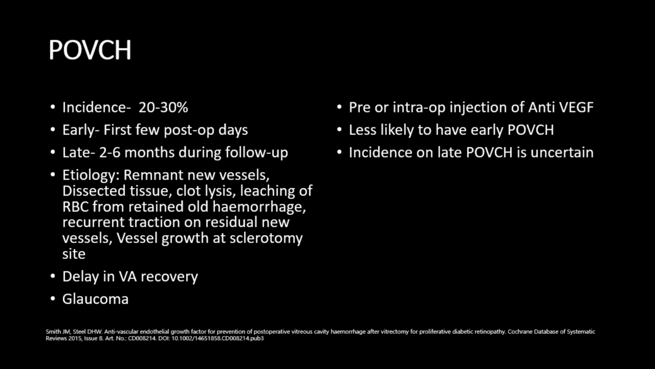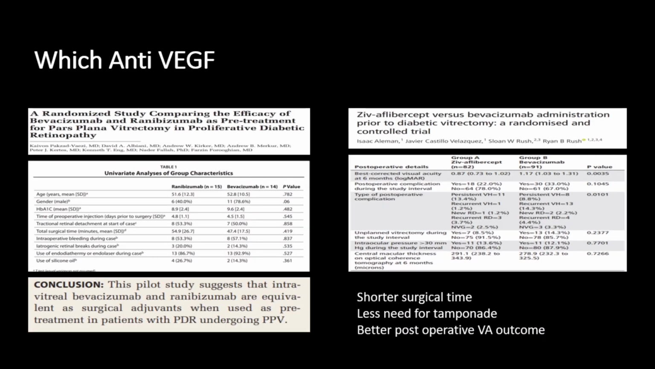The role of anti-VEGF in such scenarios is that they can prevent early post-operative vitreous cavity hemorrhage, but their role in late hemorrhages is uncertain. Now, which is the best anti-VEGF? There are very few studies comparing among the perioperative anti-VEGF. One study has seen that when compared between bevacizumab and ranibizumab, they are equally efficacious to prevent intra-op and post-op complications. Another study has compared aflibercept with bevacizumab, and here aflibercept scored better in terms of shorter surgical time, less need for additional surgical tools, and better post-operative vision outcome.